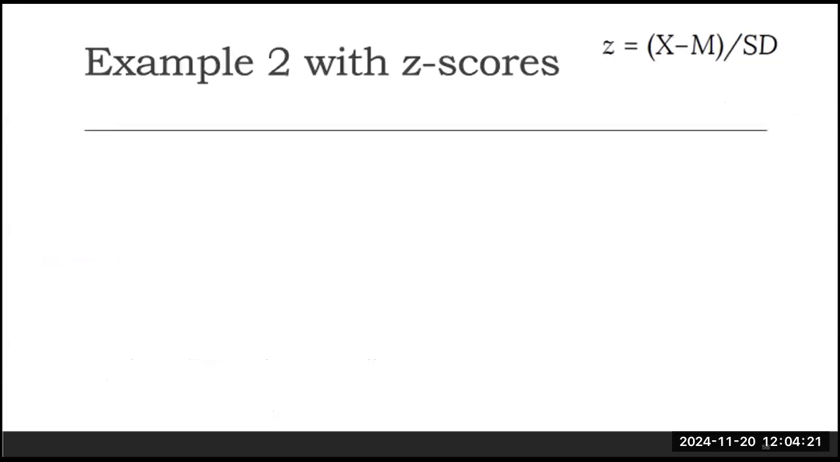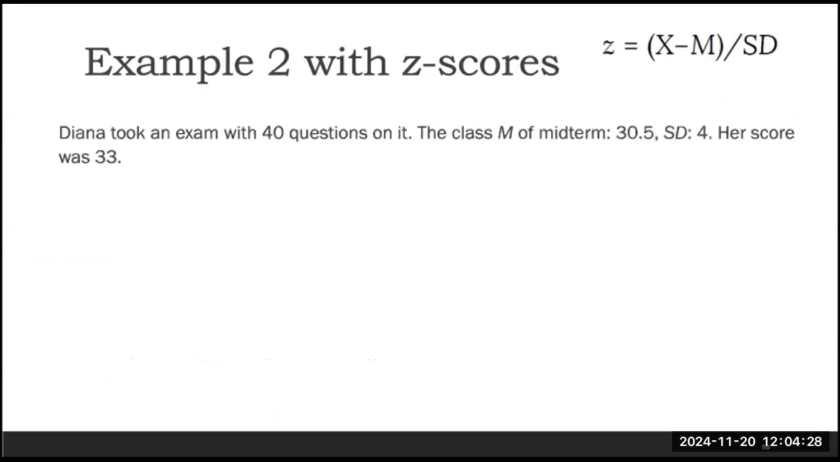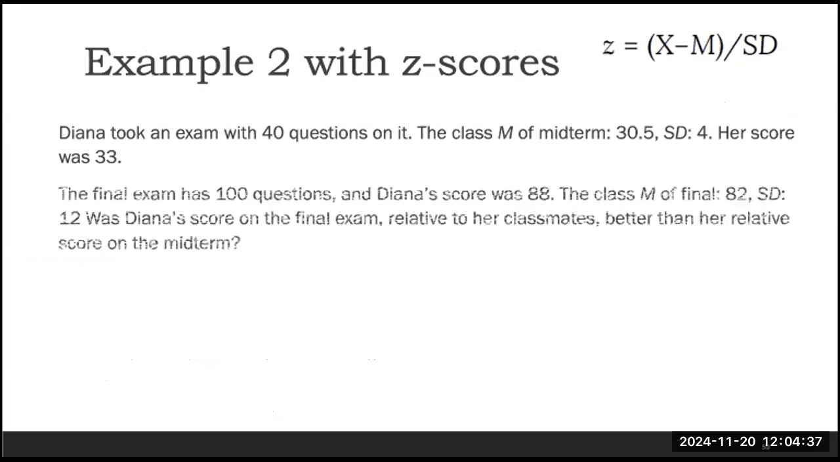Okay, so let's do another example. All right, so Diana took an exam with 40 questions on it. The class mean of the midterm was 30.5 with a standard deviation of 4. Her score was 33. Final exam had 100 questions. Diana's score is 88. The class mean for the final was 82 with a standard deviation of 12. So again, same kind of question. Was Diana's score on the final exam relative to her classmates better than her relative score on the midterm?